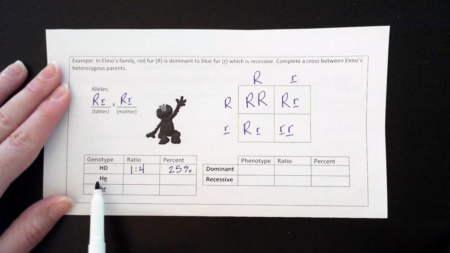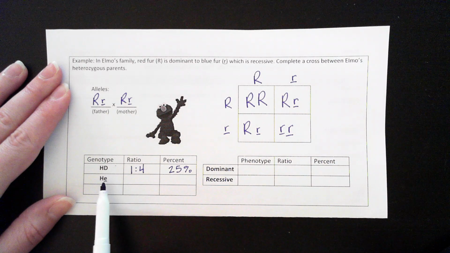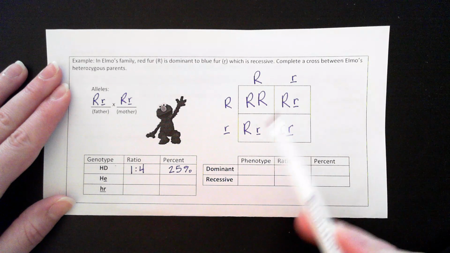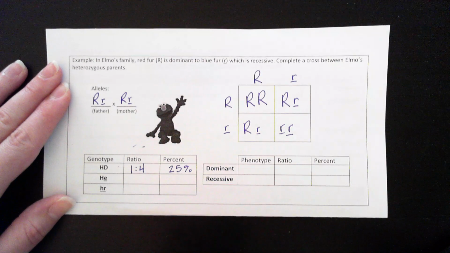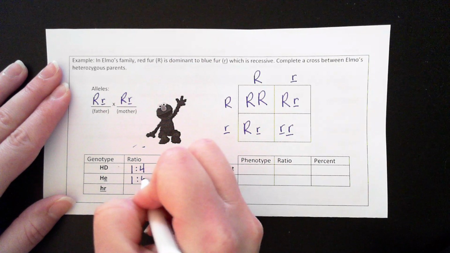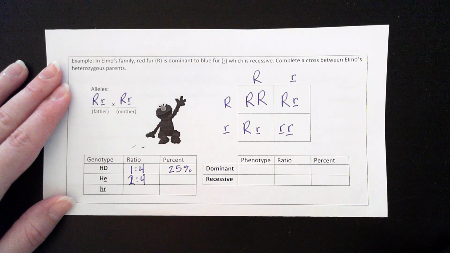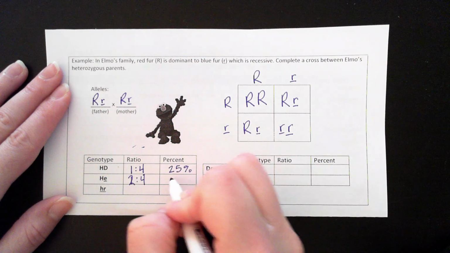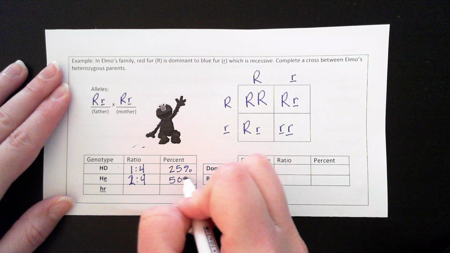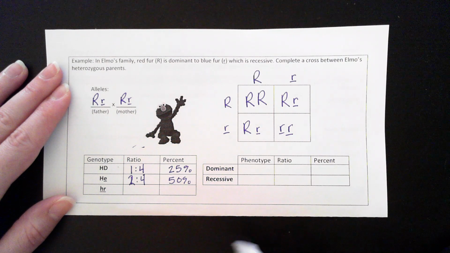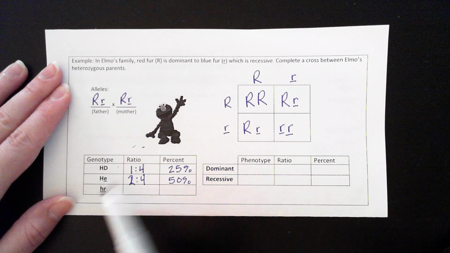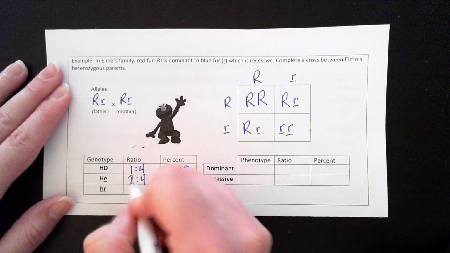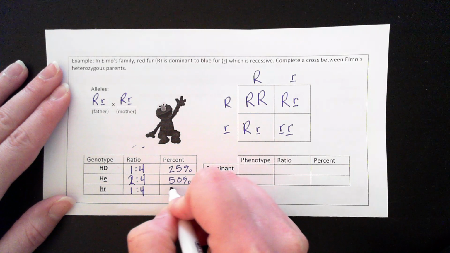For our heterozygous, we're looking for a capital and a lowercase. We have 2 of those. So 2 out of 4. And that ends up being 50%. And then lastly, HR is lowercase, lowercase. We have 1 out of 4, or 25%.